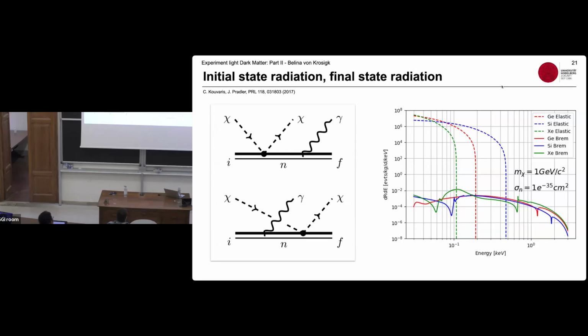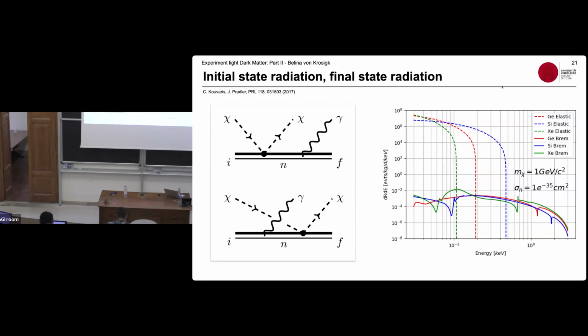Let's pick green for xenon. Of course, it's different for the different nuclei. Xenon is the heaviest. So for a given dark matter mass, 1 GeV, xenon gets the lowest maximum recoil energy, again, because of just the kinematics. For the lighter nuclei, you have higher maximum energy. And you also get the initial or final state radiation, so the photon that you can measure. And that photon has a lower rate. It's much rarer than the elastic recoil itself.